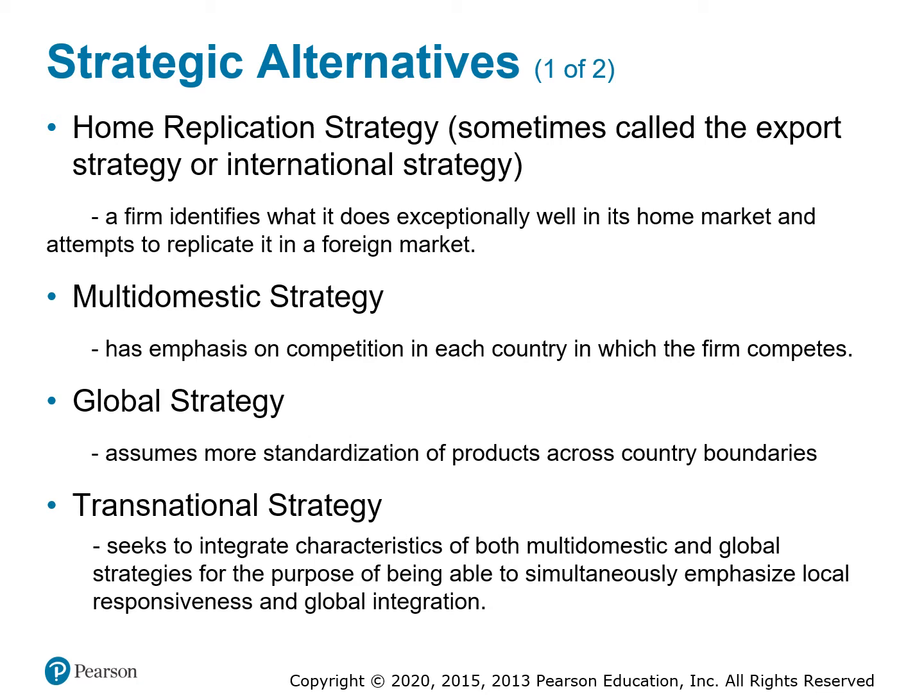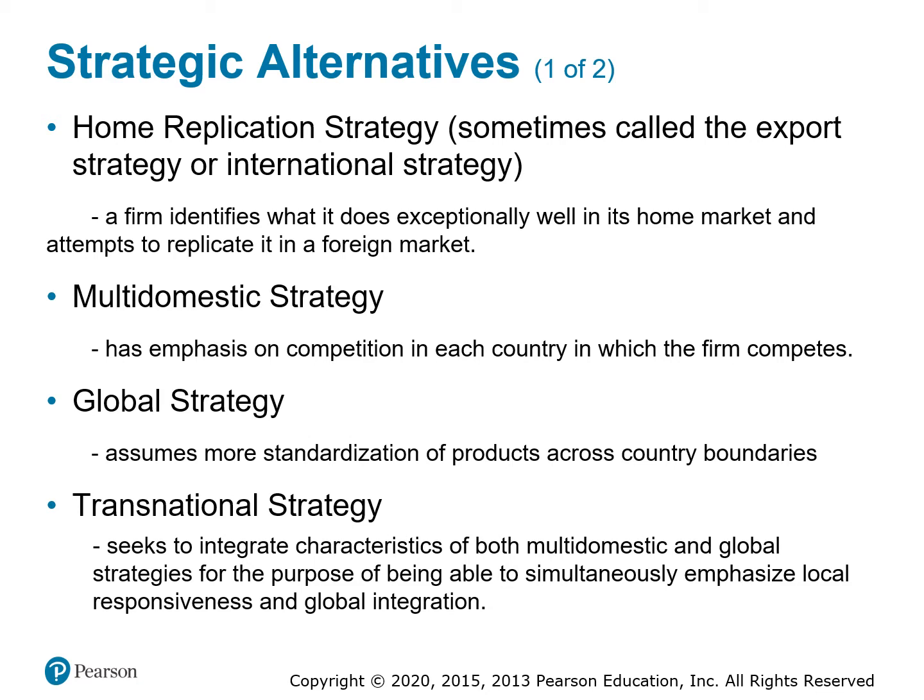Global strategy is another strategic alternative. A global strategy assumes more standardization of products across country boundaries. This is the primary goal of this strategy. The global strategy is a competitive strategy centralized and controlled by the Home Office. In simple terms, the power and decision-making responsibility concentrates at a central headquarters location.